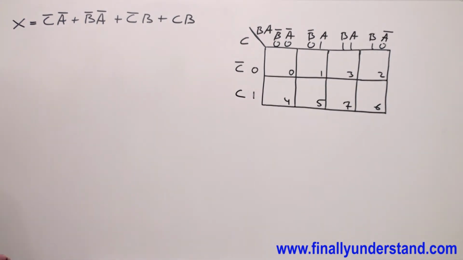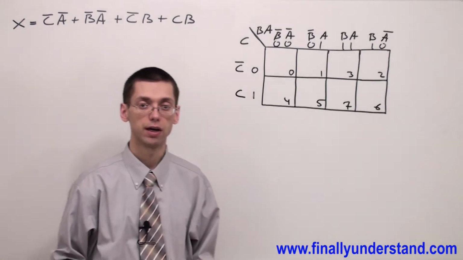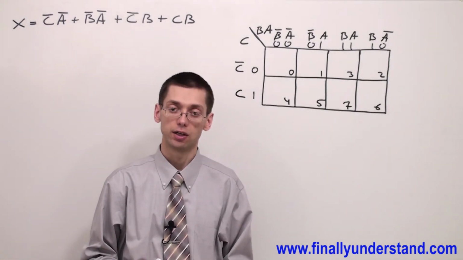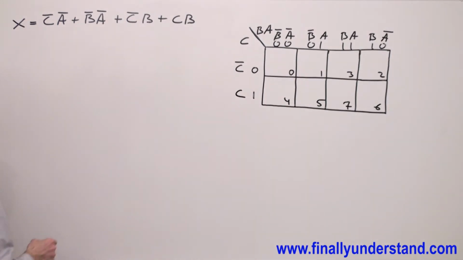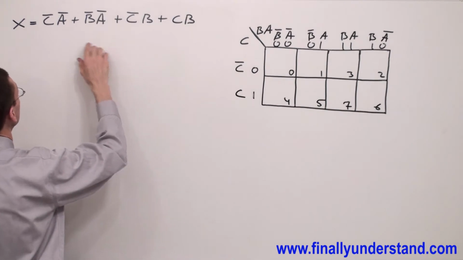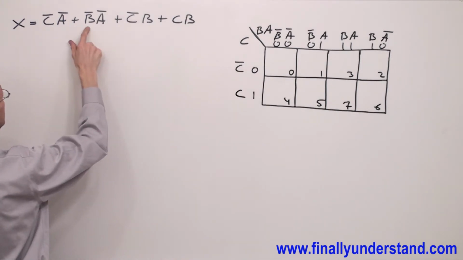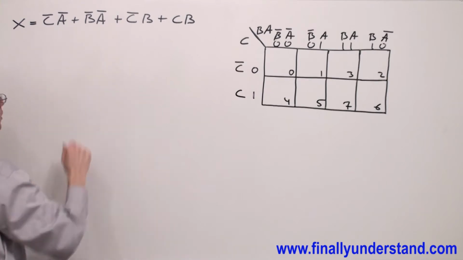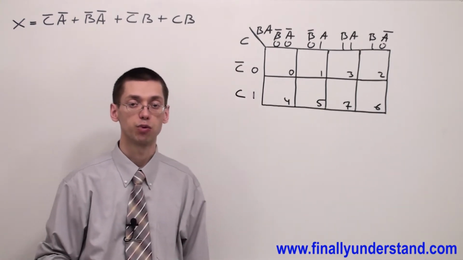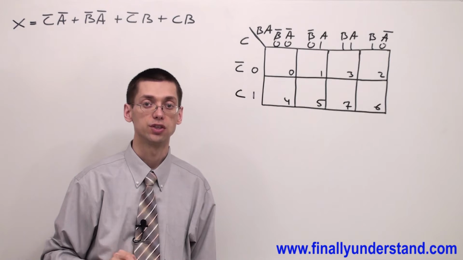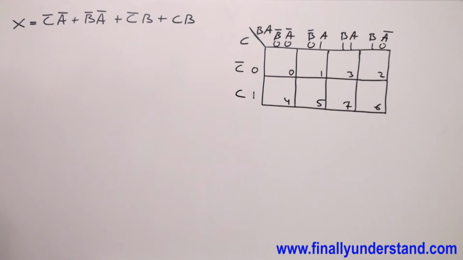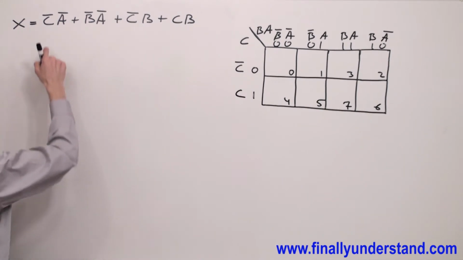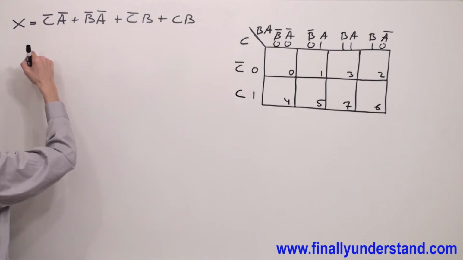It means that we're supposed to have 3 variables in each single term. What variables, someone is going to ask? Let's take a look at this expression. We have C, B, A. The domain for this expression is C, B, A. We have 3 variables. That's why every single term is supposed to have 3 variables in order to have standard SOP. The first term is missing B.